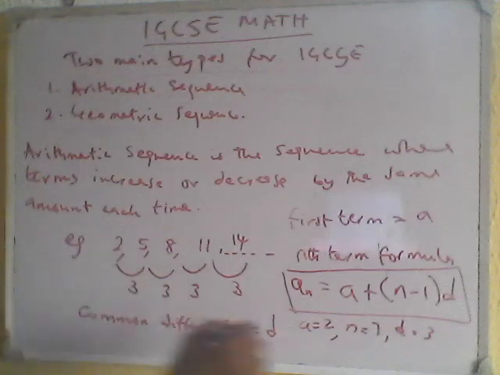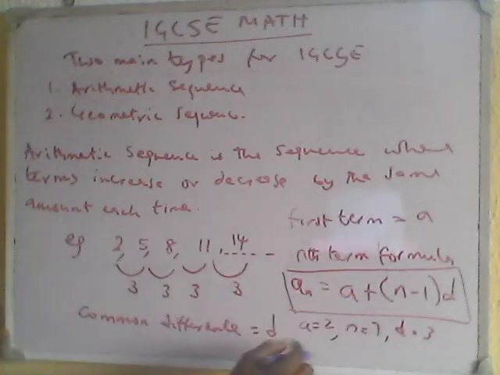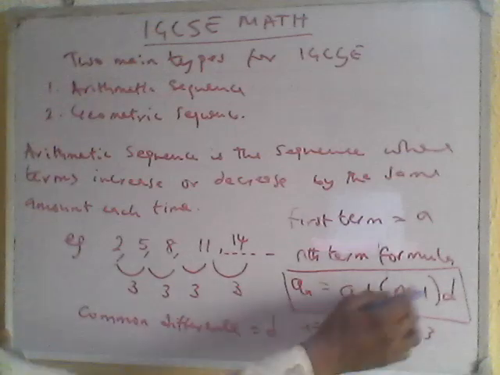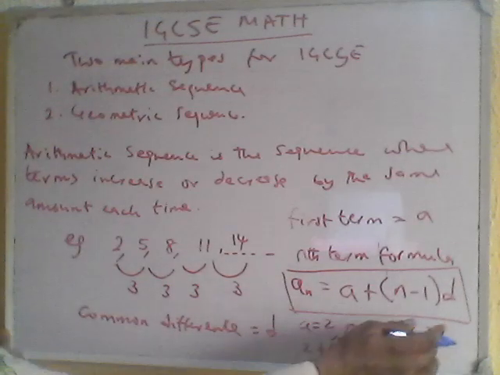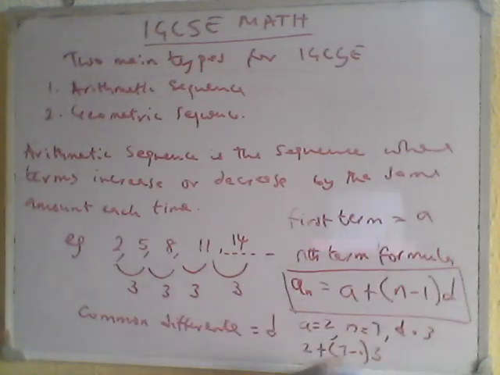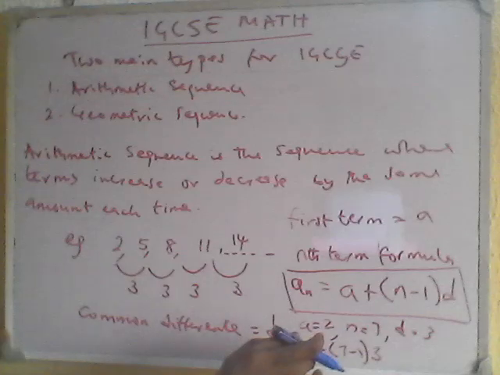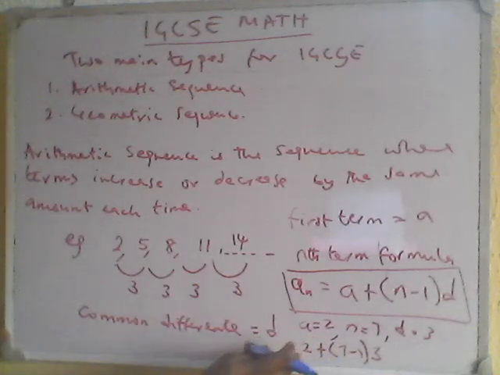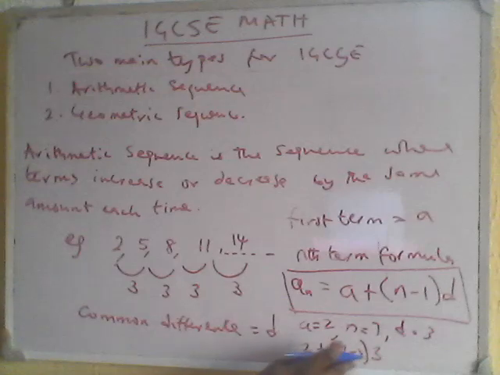The seventh term here is, I put a here, a is 2, plus open bracket, n is 7, minus 1, then close bracket, then d is 3. Okay, so 7 minus 1 is 4. 4 times 3 is 12. 12 plus 2. Sorry, 7 minus 1 is not 4. 7 minus 1 is 6, right?